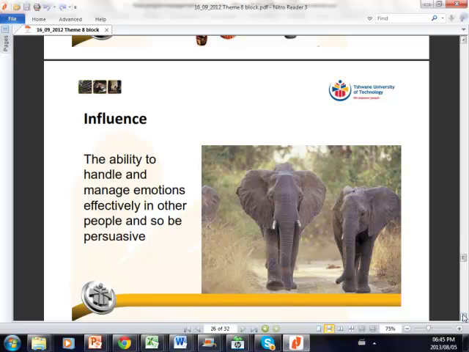Then influence, and we've spoken about that already, but it's the ability to handle and manage emotions effectively in other people and so to be persuasive. As we said, project managers don't always have the authority, but you have the responsibility. So you have to learn to influence people to do what you want them to do. And normally you do that by enthusiasm.